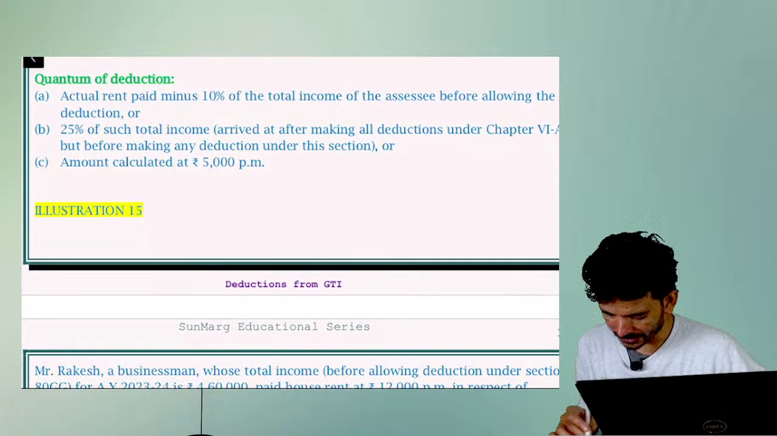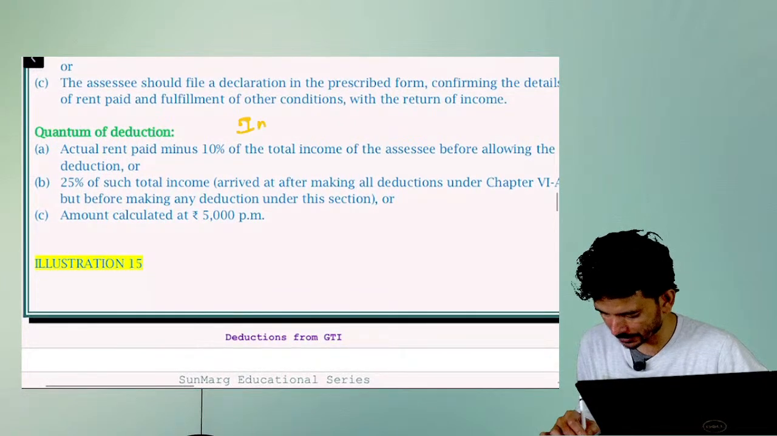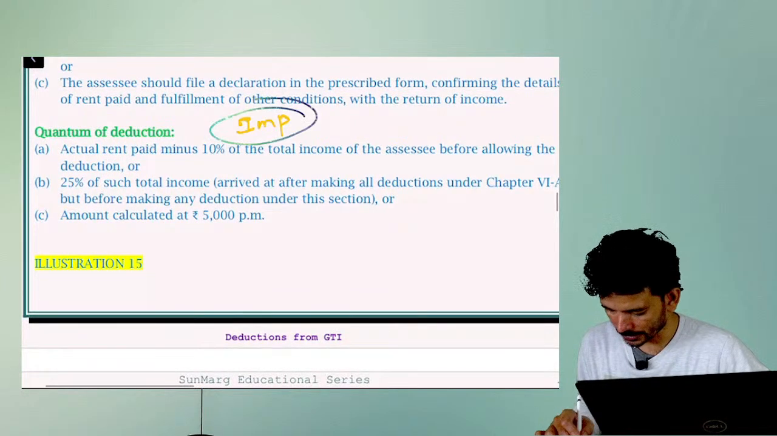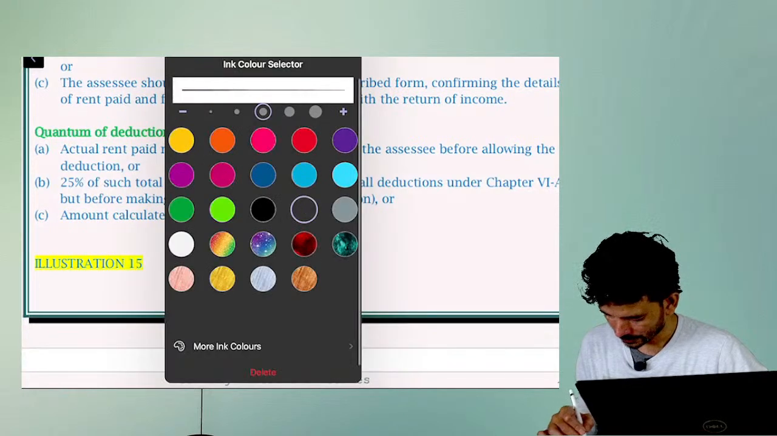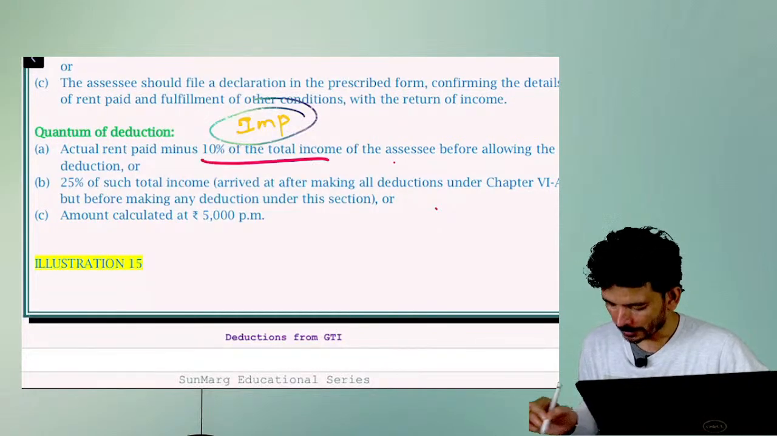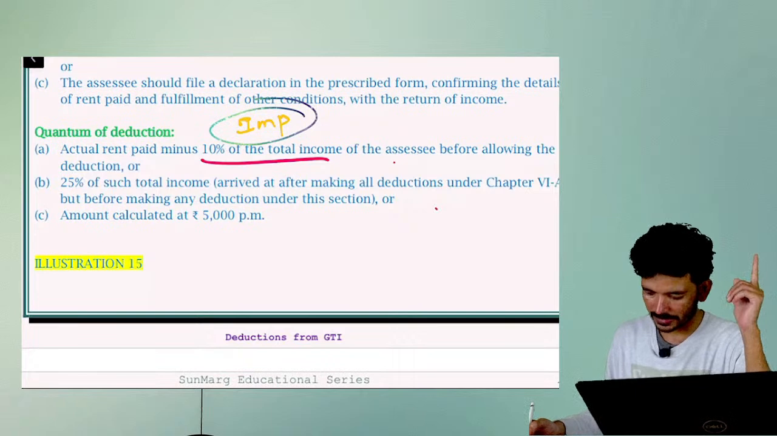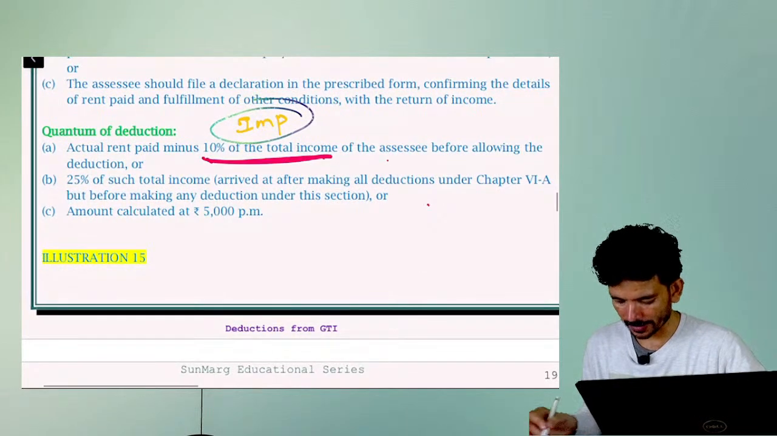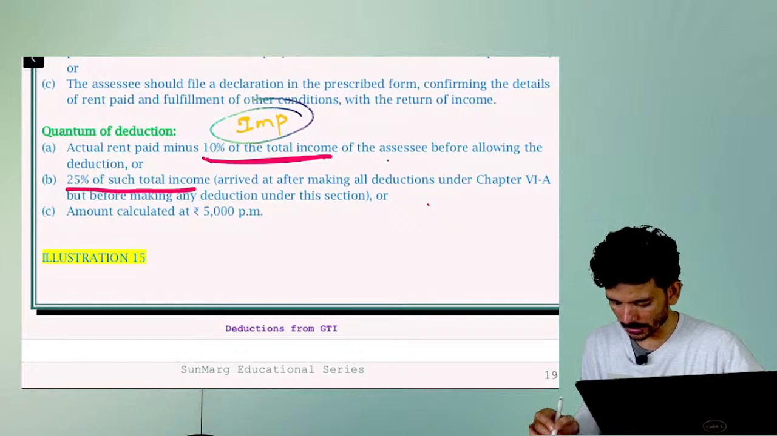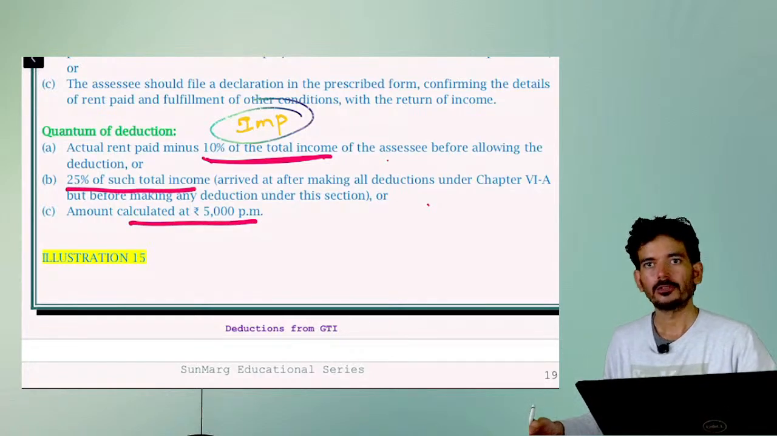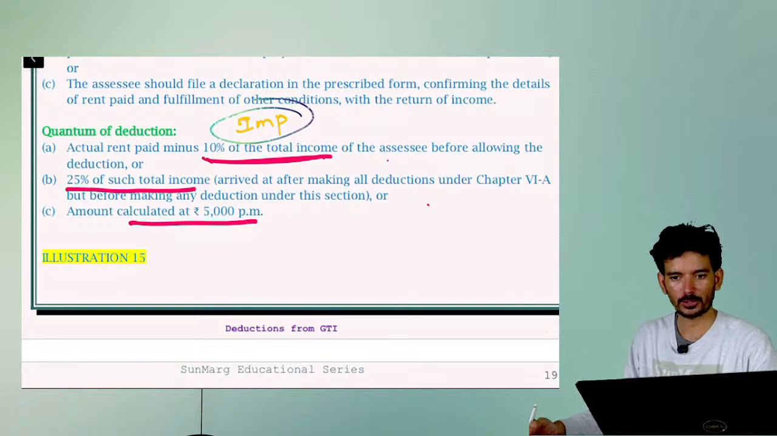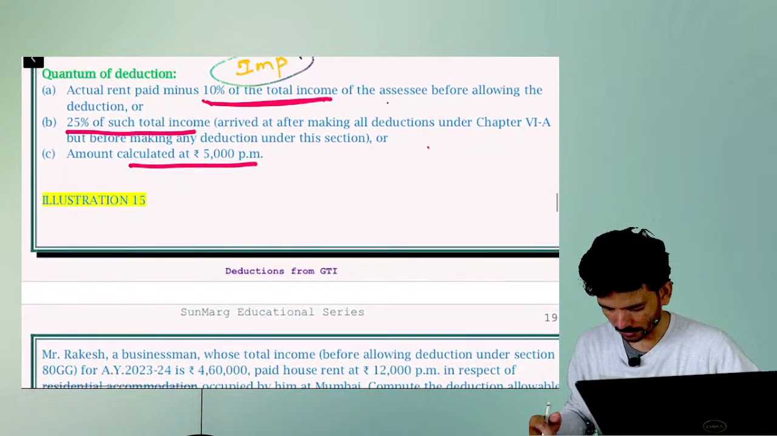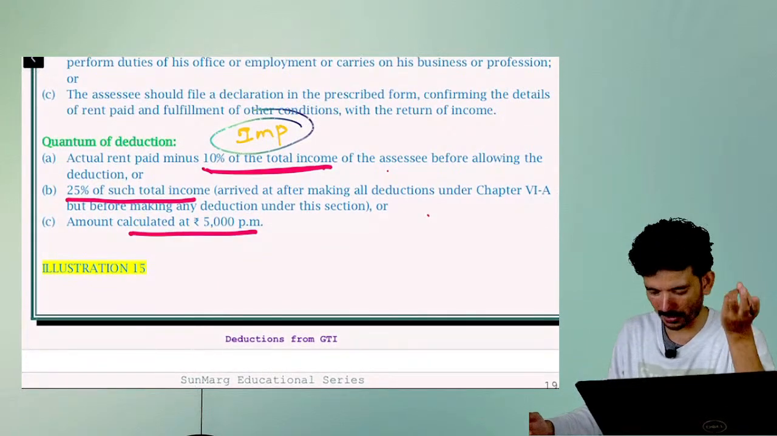So the quantum of deduction, this is important for examination. You can expect a question around this. Rent paid in excess of 10% of salary, there it is 10% of salary. Here it is 10% of adjusted gross total income, and 25% of such total, or 5,000 per month, whichever is lowest. You can expect a question on this, and there is an illustration also. We will solve it.